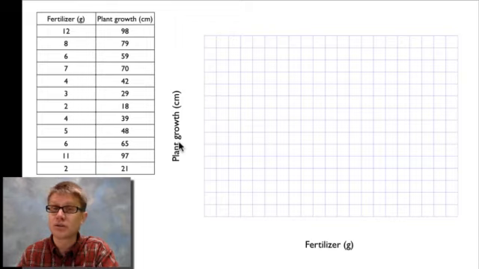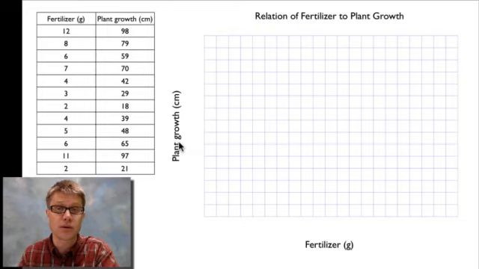Next thing I want to include is a good title. And so I could look at the relation of fertilizer to plant growth. If I knew more about this lab, like the type of plant or the time period when it was done, I would include that in my title as well.